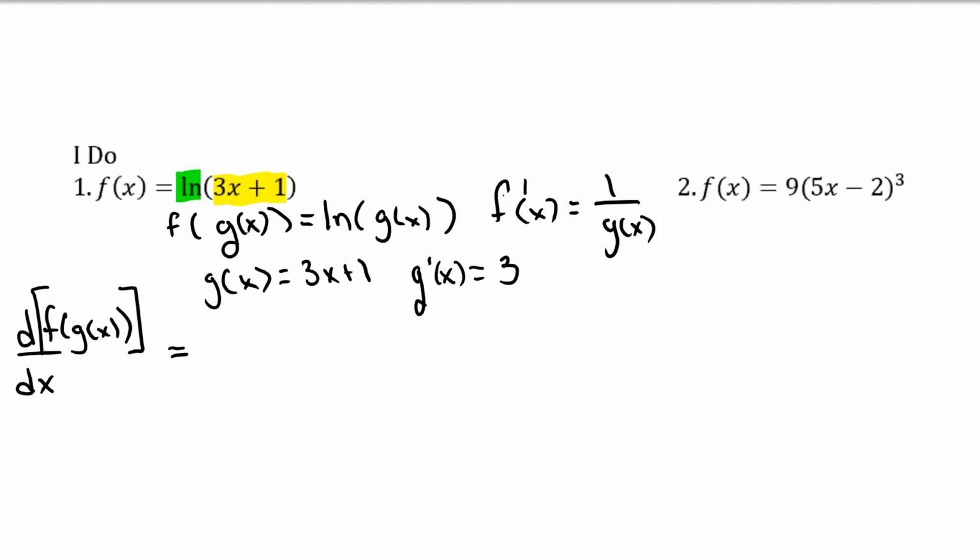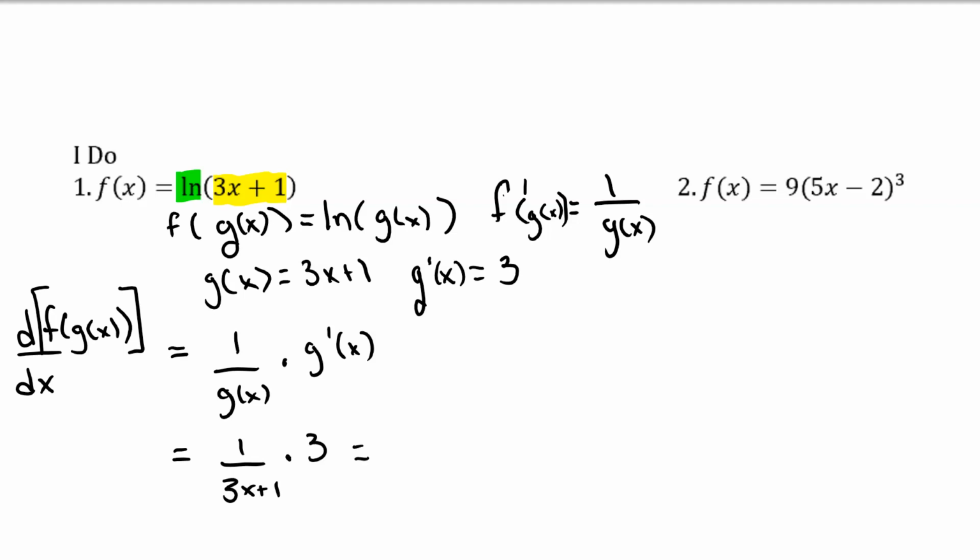So we multiply these two. So we've got 1 over g of x times g derivative x. So that's going to be 1 over 3x plus 1 times 3, or 3 over 3x plus 1. So let's look at another one.